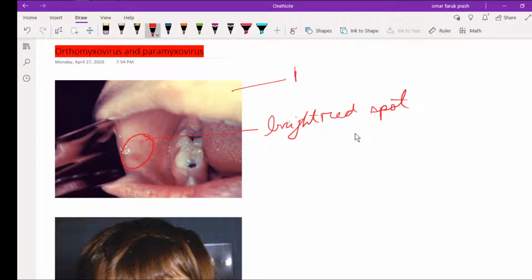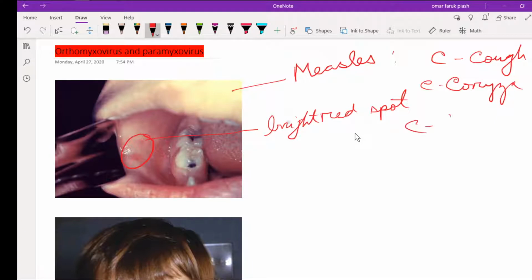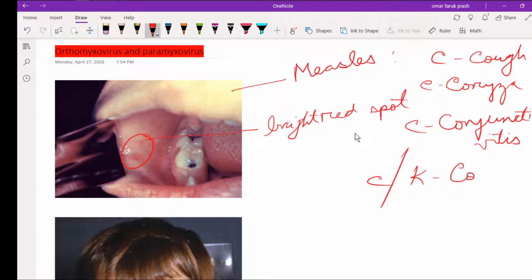In measles, all the features you can easily remember by a mnemonic called 3 C's and a K: cough, coryza, conjunctivitis, and K for Koplik spot. And here you can get this confluent rash, which is also known as maculopapular rash.